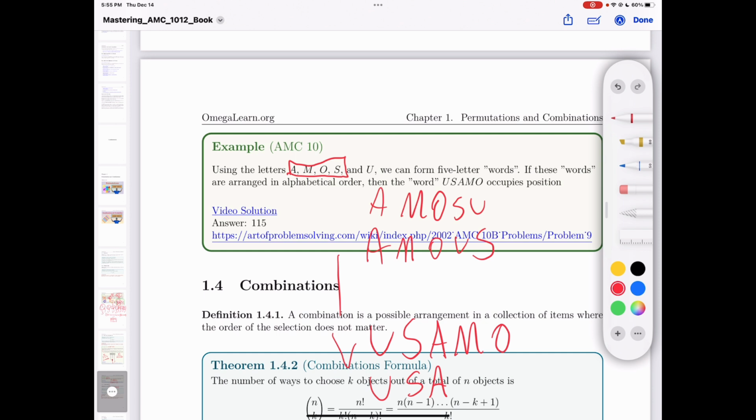USA, AMO. Oh, that wouldn't work. Next one after A is A. It would be this. USMAO. Alright, so it wants us to find here. So this sounds pretty easy.